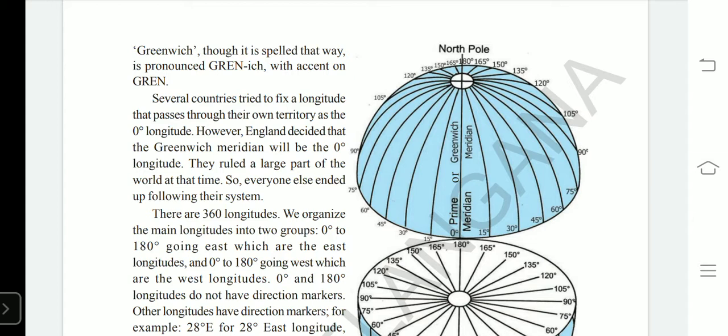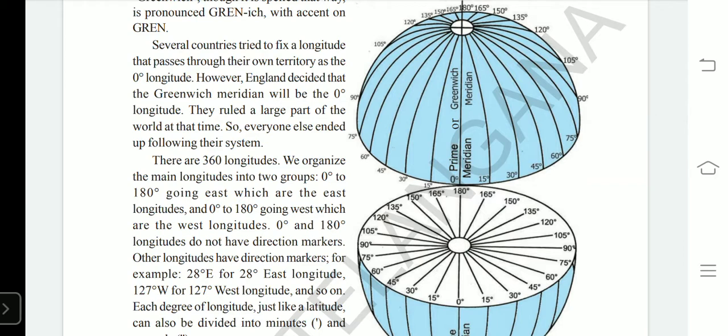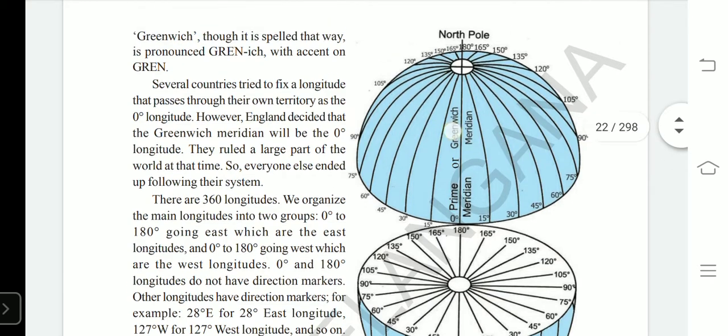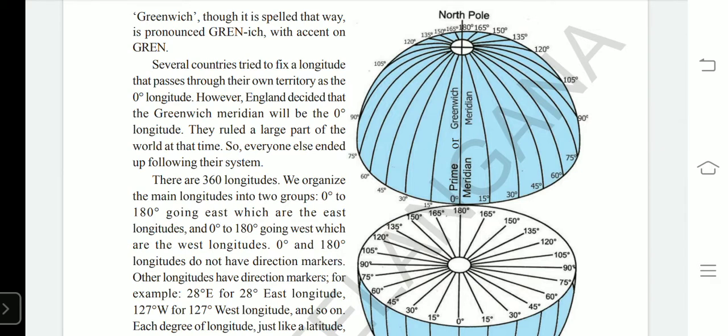There is a Greenwich place in London. From that area, a line, an imaginary line, all these are imaginary lines. Actually, there are no lines on the earth. My dear students, keep in mind that on the earth there are no lines. We have drawn these lines. These are imaginary lines for our understanding and for our convenience. We have drawn these latitudes and longitudes across the globe. So several longitudes are there.